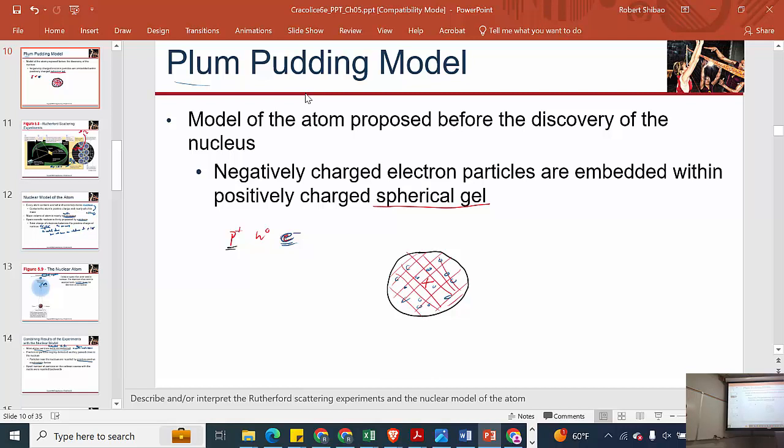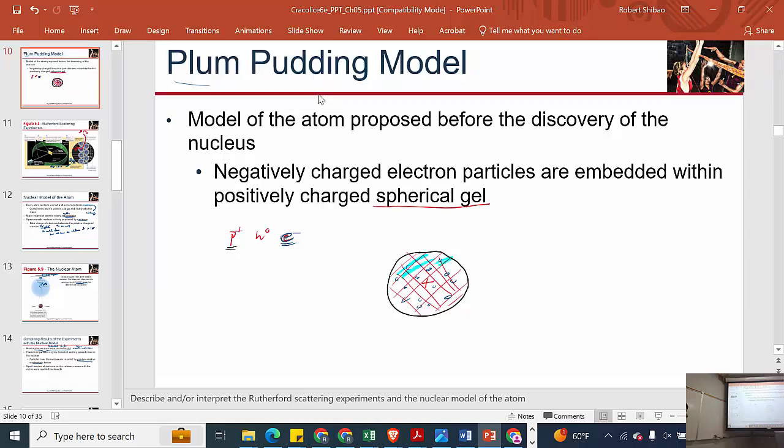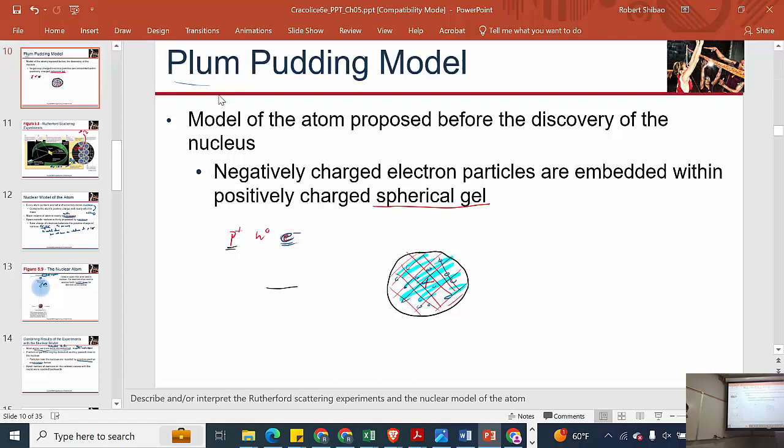Now the neutrons would also be spread out over this. So put in the neutrons here. Neutrons would be spread out like the protons. Now what we're going to do is shoot alpha particles at this. So, a beam of alpha particles. The alpha particles, this is the symbol alpha, have a 2+ charge.